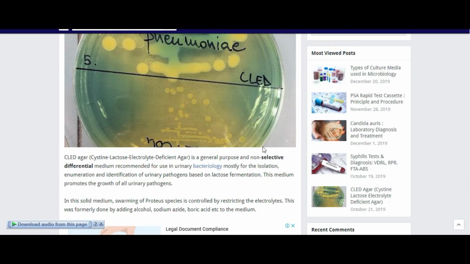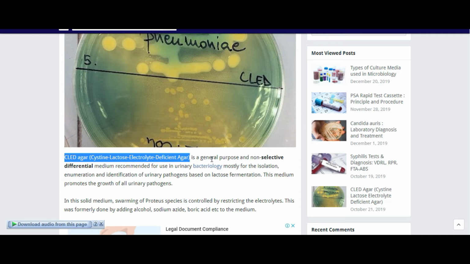So CLED Agar is also known as Cystine-Lactose-Electrolyte-Deficient Agar. You can see it from here. C stands for cystine, L stands for lactose, E for electrolyte, and D for deficient agar. Remember, this article is available at www.labweek.com. You can also download this article in PDF.